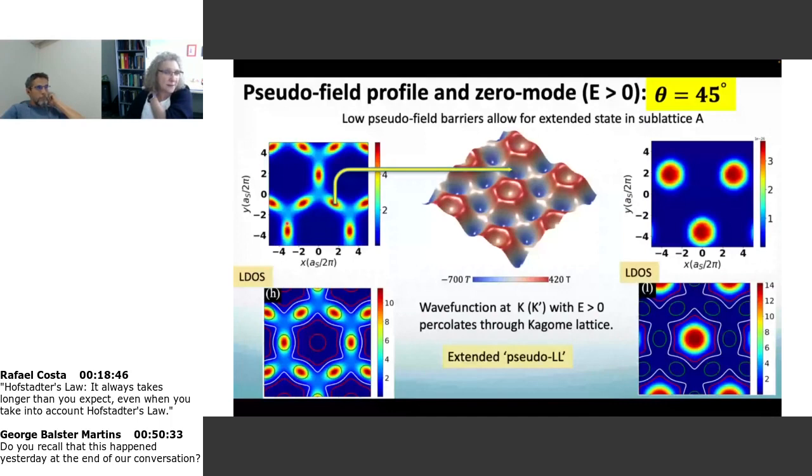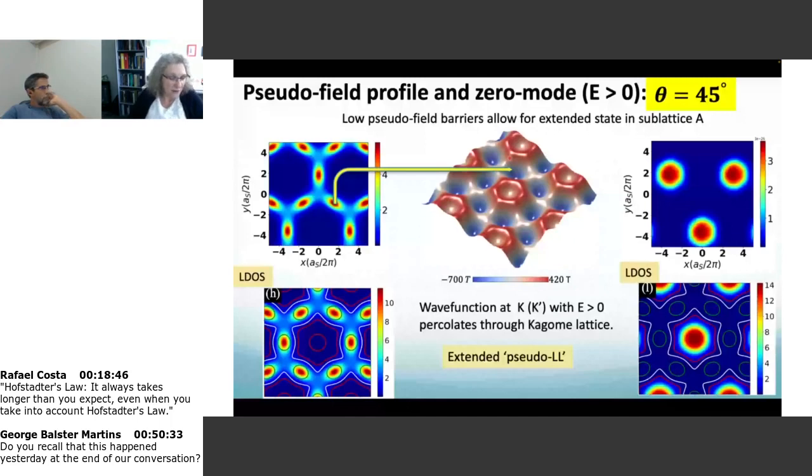This 0 mode can develop all along these regions, in a region where there is a net pseudomagnetic field. This is a Landau level 0 mode, and it's percolating through the Kagome lattice. This is an extended Landau level, and this is the origin of the non-zero Chern number for the corresponding conduction band in this orientation.